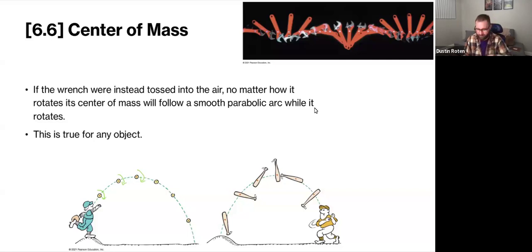It's more obvious with the bat over here. So if this guy throws his bat, you can see the center of mass pointed out by these orange dots, but while the center of mass follows this nice, pretty arc, the body itself is rotating while the center of mass follows a much simpler path.